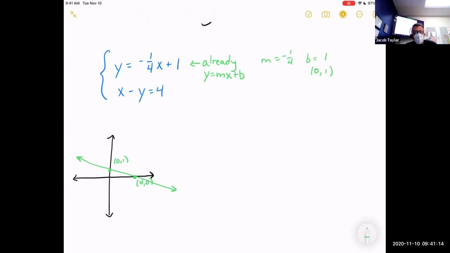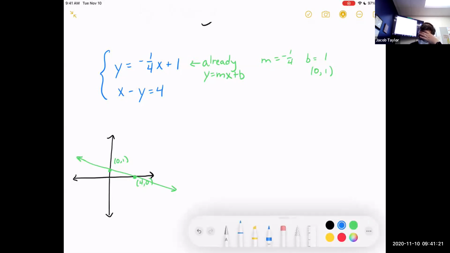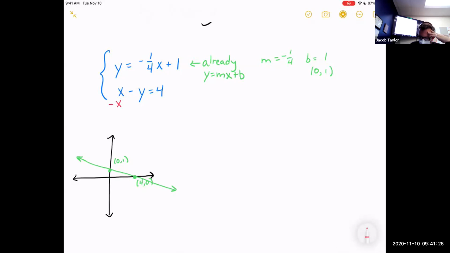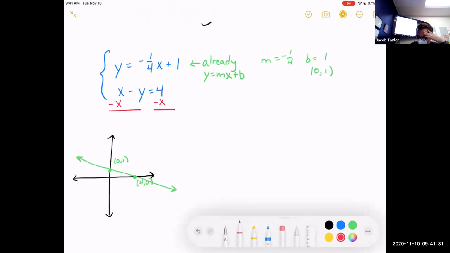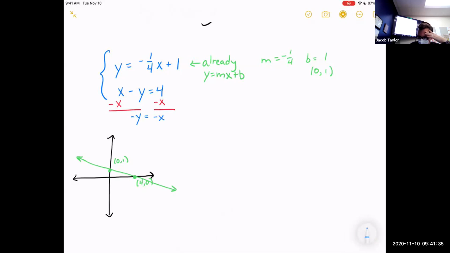Now, the second equation is a problem because it's not in slope-intercept form, but I can get it there. So we're going to take that x minus y equals 4, and I think the first thing we should do probably is subtract x from both sides. That will help us get the y by itself. That'll give us negative y equals negative x plus 4. I cannot combine the negative x and the positive 4 because they aren't like terms, so I'm going to have to leave them separate, just like that.